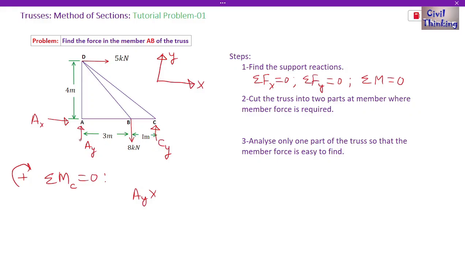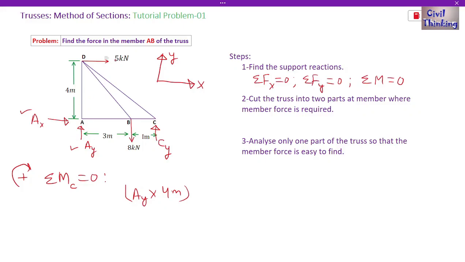So the normal distance is this 3 plus 1, which is 4 meters. We have found the moment due to AY at C. Now let's find the moment at C due to AX. Because the line of action of AX is passing through C, the moment due to AX at C is going to be 0, so we will not write this term.